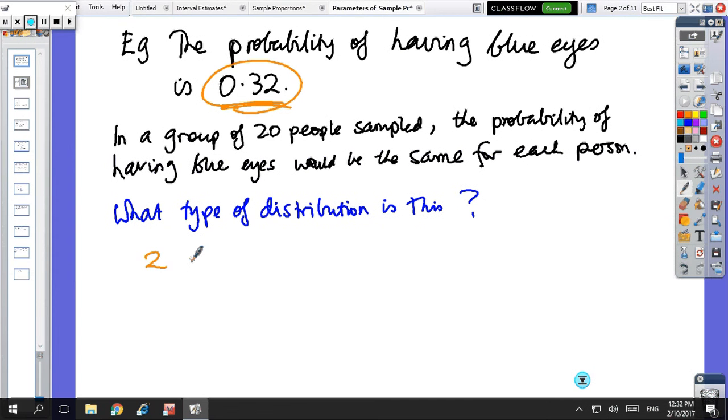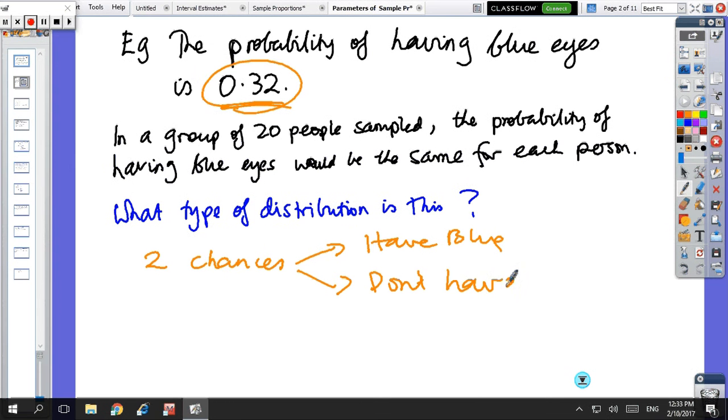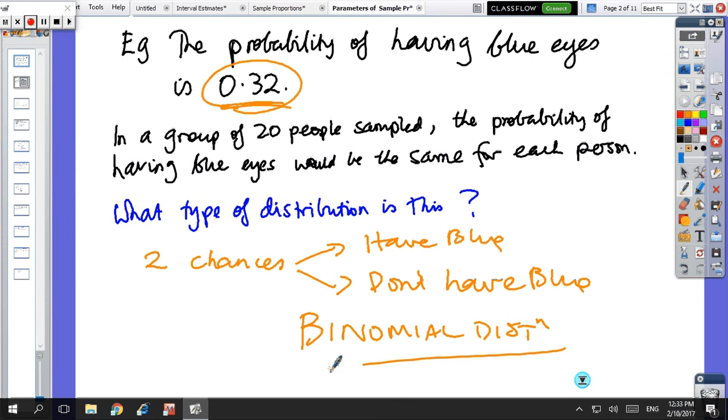Okay, there were two chances, two types. You either have blue eyes or you don't have blue eyes. And you should remember from your earlier work that this is called a binomial distribution. A binomial distribution is when you either have it or you don't have it. Okay, so copy that and come across.